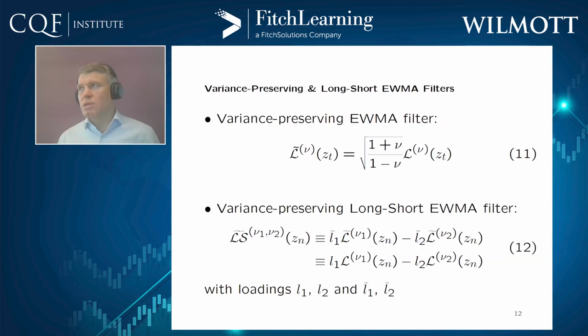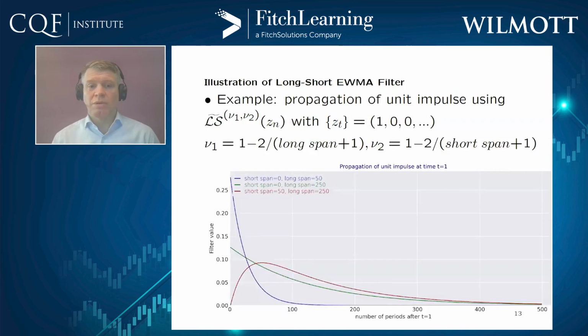Usually, what is also important, since we need to properly normalize and we do backtests of different spans, is that we want to ensure that all of them have unit standard deviation. And this is important now that we are talking about properly normalizing our systems, so that under different parameters the system's output signals can be interpreted as scores. Also, people often use this long short EVMA filter that also preserves the variance. And I'll show you an example here.